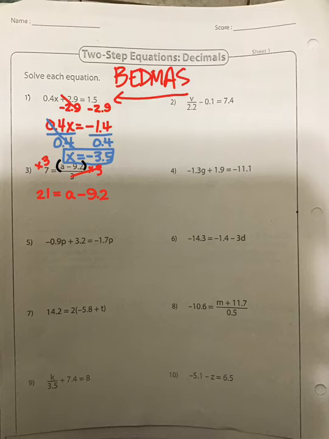So now I am going to continue to work with what I've got. So now I have this negative, I'm subtracting 9 and 2/10. So I'm going to do the opposite so I can get rid of it. So I'm going to add 9 and 2/10 here. I'm going to add 9 and 2/10 here. This is going to cancel itself out because it's going to equal 0. So I'm left with a on this side, which is the goal. And over on the other side, I have 21 plus 9 and 2/10. So I'm going to get 30 and 2/10. So that would be the answer for number 3.